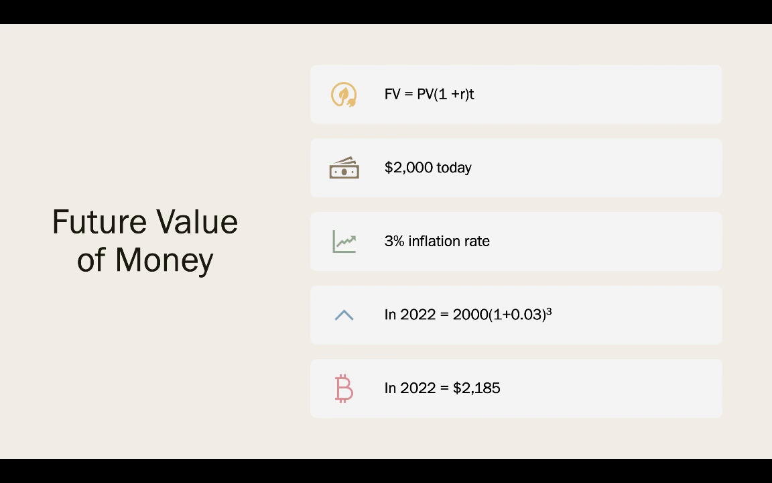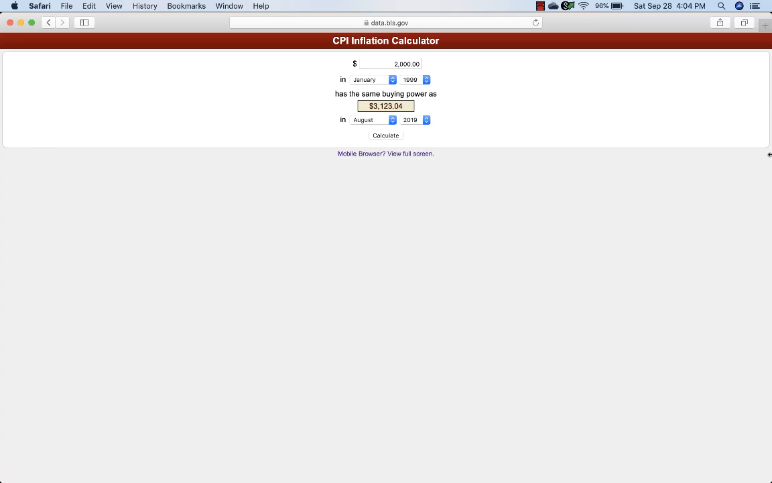So in 2022, I'm going to have $2,185, or it's going to be worth $2,185. This is an inflation rate, not necessarily an interest rate. You can play it both ways, but if we're looking at inflation rates, what's the buying power going to be in 2022 versus today here in 2019?